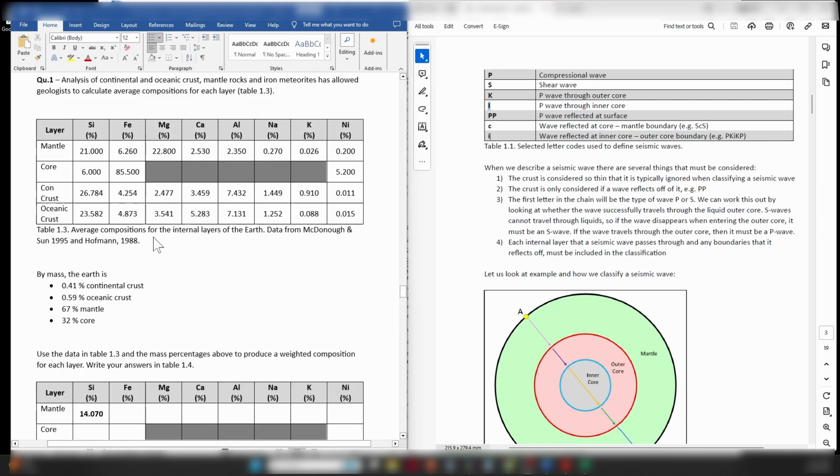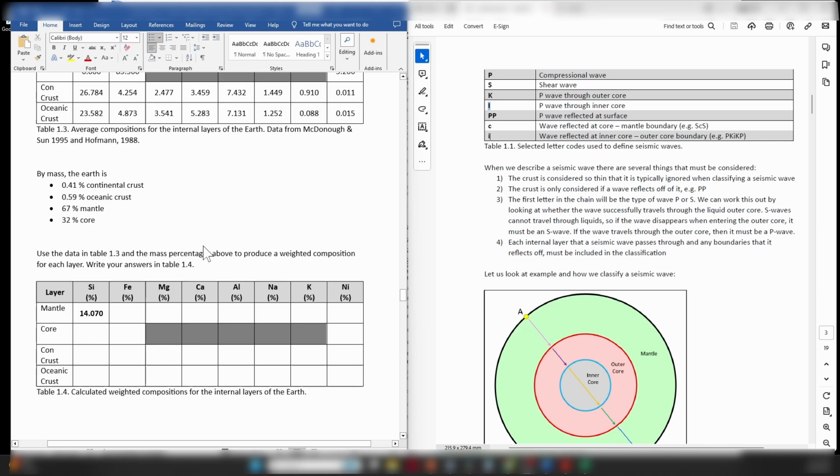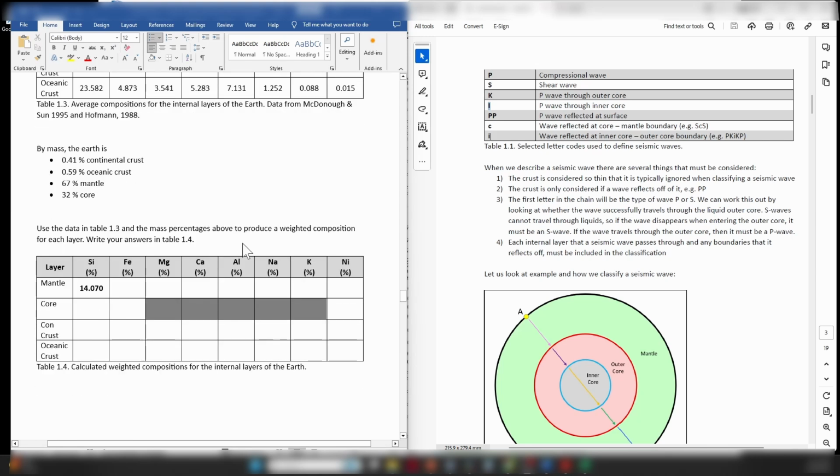So we now have these two pieces of information. We have our average composition for each of the 4 layers, and we know what percentage of the Earth each of those layers represents when it comes to the Earth's total mass. So what are we going to do with that information? Well, what we're going to do now is produce a weighted composition for the Earth.